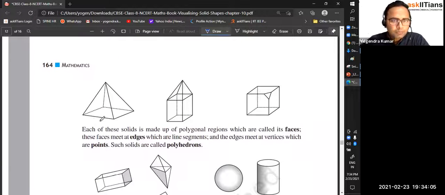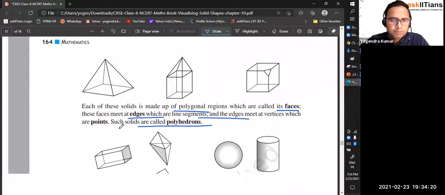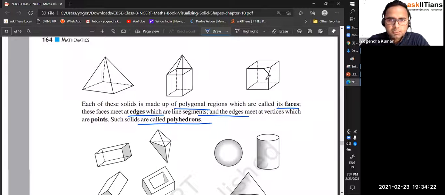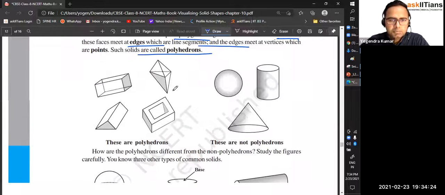Now here, this is a pyramid. Each of these solids is made of polygonal regions, which are called faces. These are edges. Such solids are called polyhedrons. So these are the shapes we have.